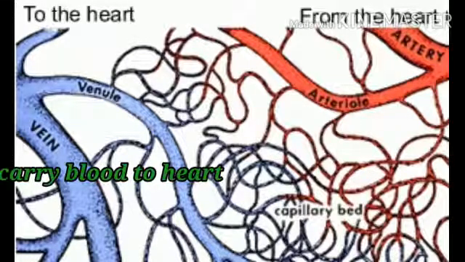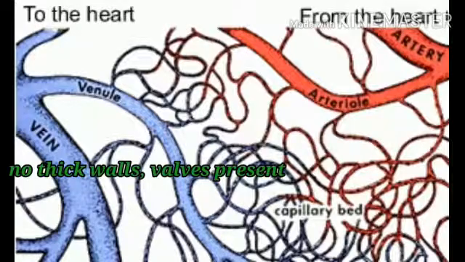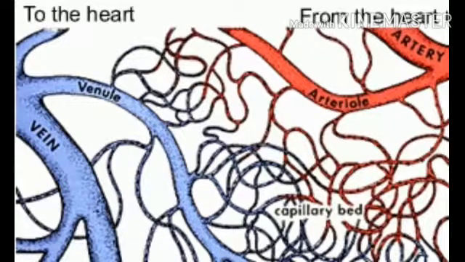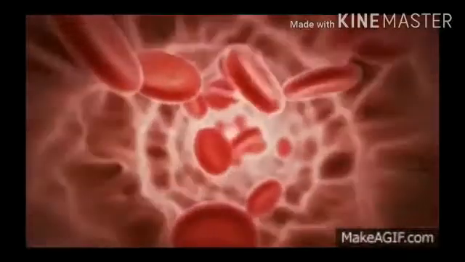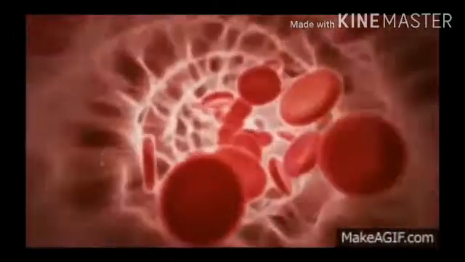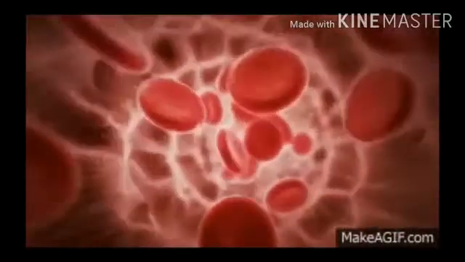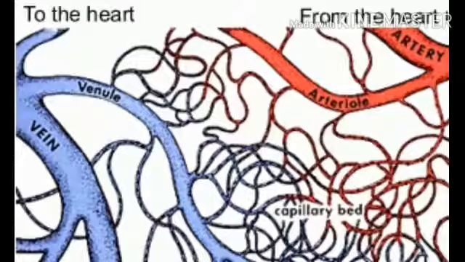Veins collect the blood from different organs and bring it back to the heart. They do not need thick walls because the blood is no longer under pressure. Instead, they have valves that ensure that the blood flows only in one direction. On reaching an organ or tissue, the artery divides into smaller and smaller vessels to bring the blood in contact with all the individual cells.